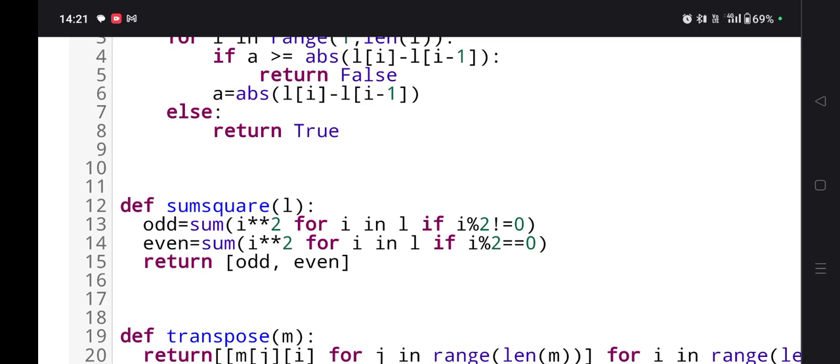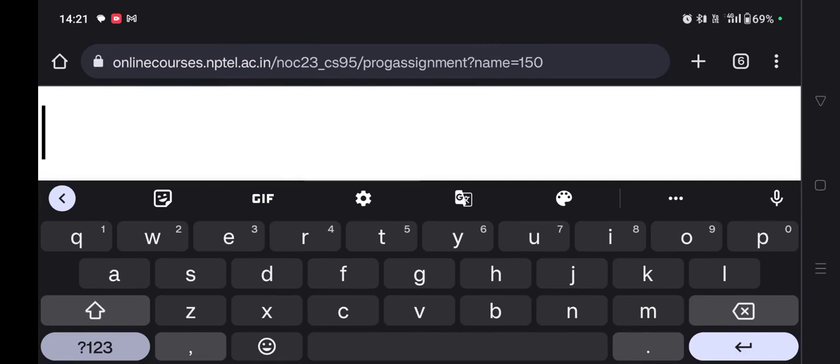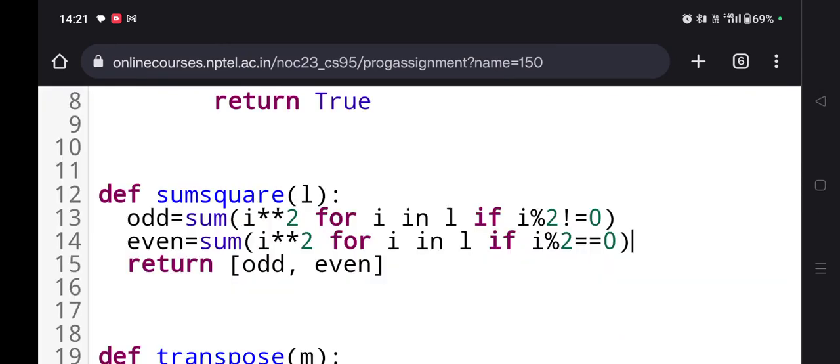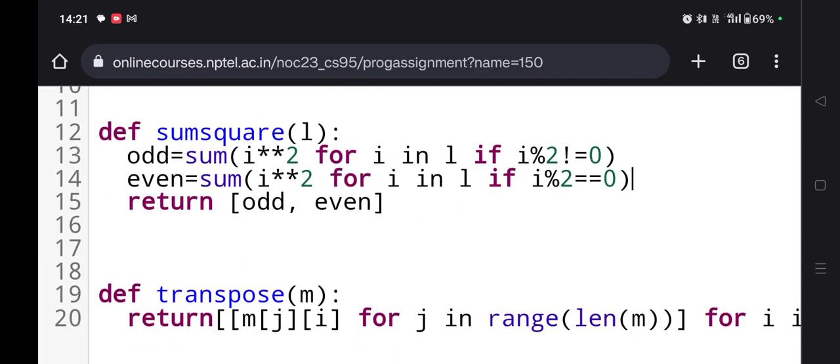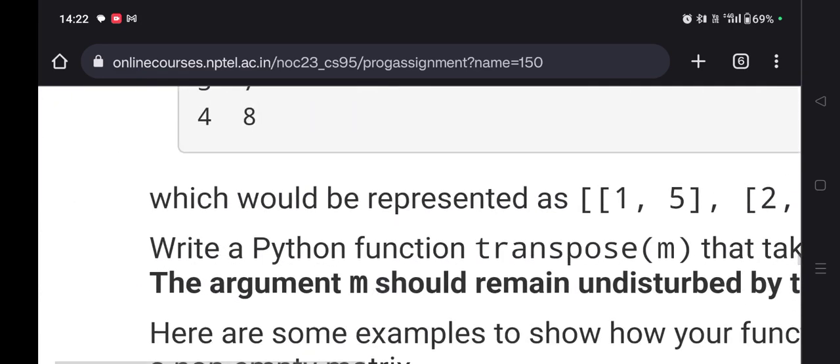Same thing for even numbers. You are finding the even numbers, then you are adding them one by one. So at last in the return you will send odd and even. That is the question. Now question number 3, he is asking question number 3.